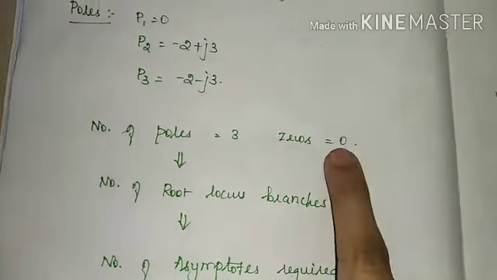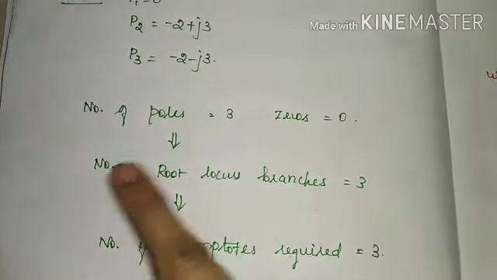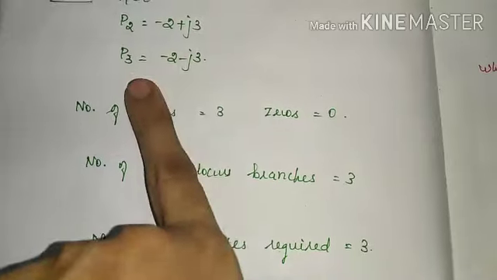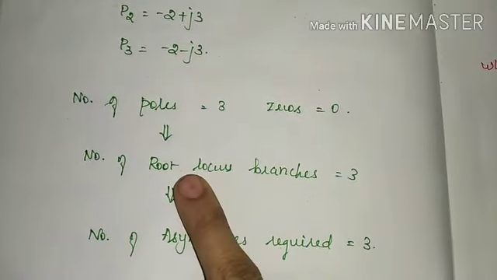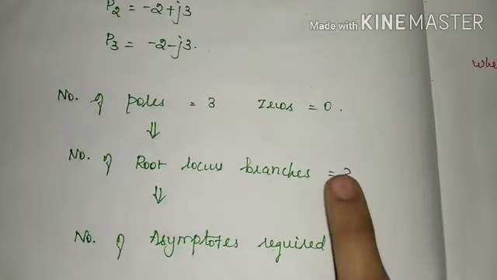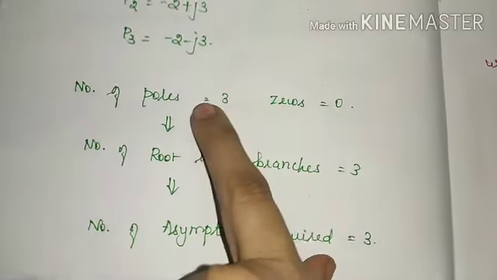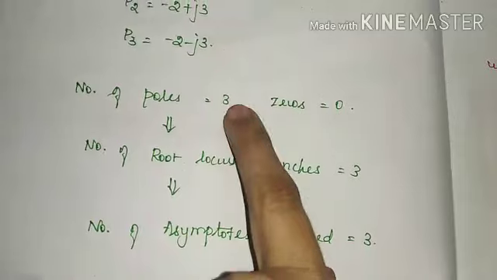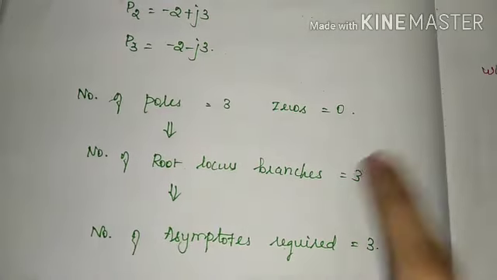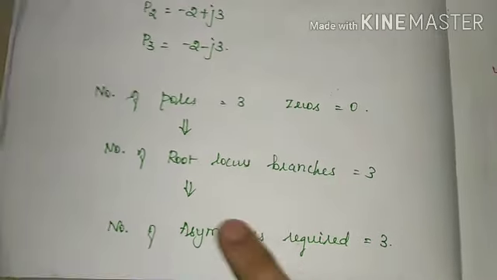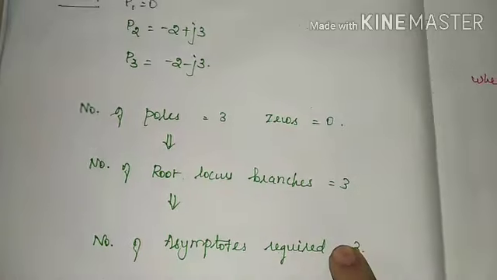Zeros will be 0. Now the number of root locus branches: from the number of poles, we can calculate the number of root locus branches. That also will be 3. It all depends on the number of poles. If the number of poles is 3, the number of root locus branches is also 3. So, the number of asymptotes required is also 3.